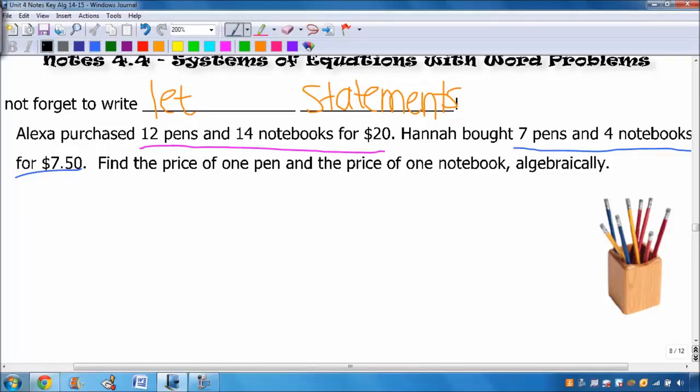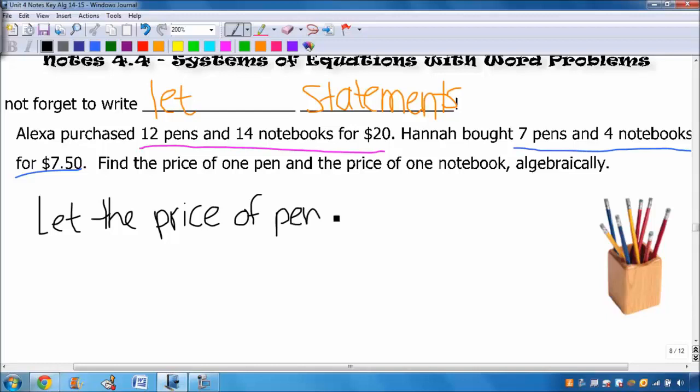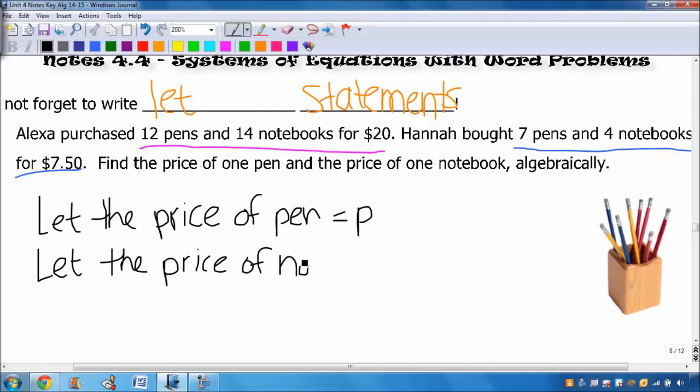My first let statement is going to say let the price, and make sure you're really specific. Don't just say pen, because if you say pen, I don't know what that means about the pens. Are you talking about the number of pens or are you talking about the price of the pens? We know the number of pens. What we don't know is the price of the pen, okay? So let the price of pen equal P, whatever you want to call it. And then we'll say let the price of notebook equal N.